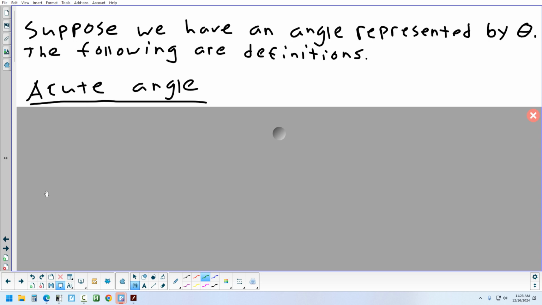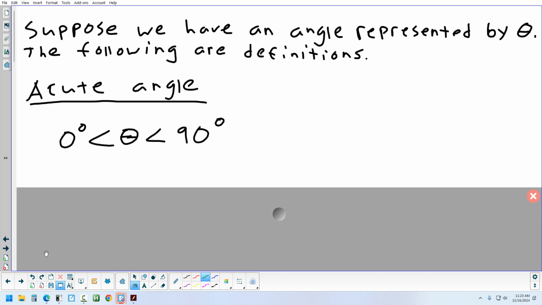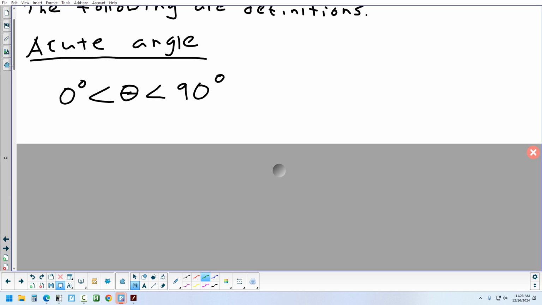Yes, it has to be positive. So, for example, a negative 10-degree angle, that's not acute. To be acute, it has to be between 0 and 90. Why not exactly 90? Right. Because that's a right angle.